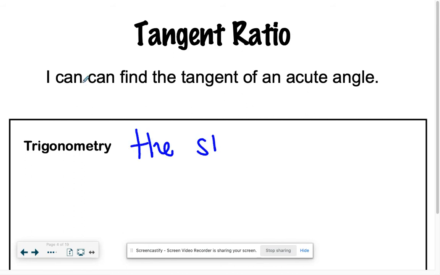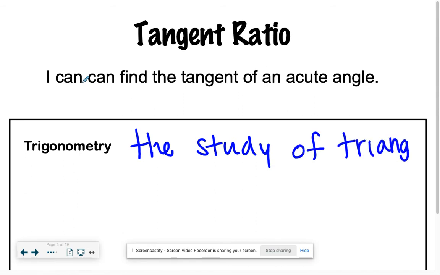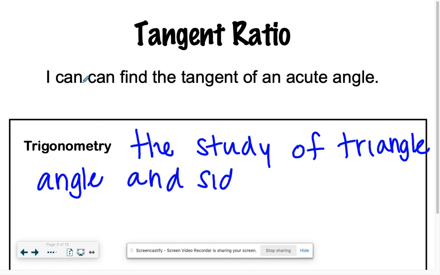It's the study of triangle angle and side measures. So we can use trig to help us find missing angle measures and sides in right triangles. And the best part is someone much smarter than us a long time ago programmed your calculator to do all the hard math. We just have to type it in right. Other than that, it's pretty easy.